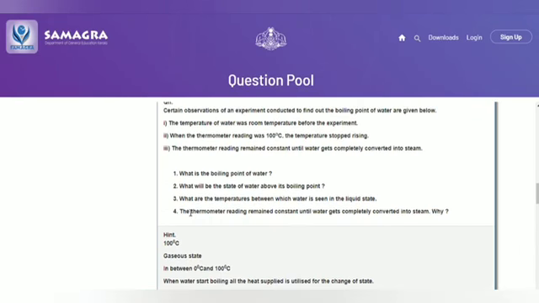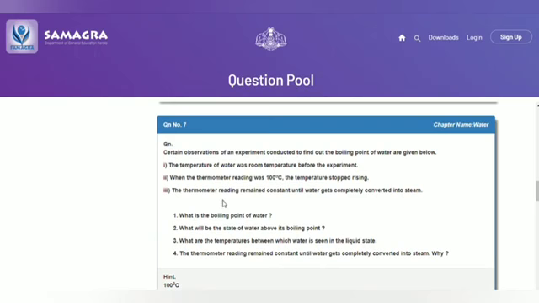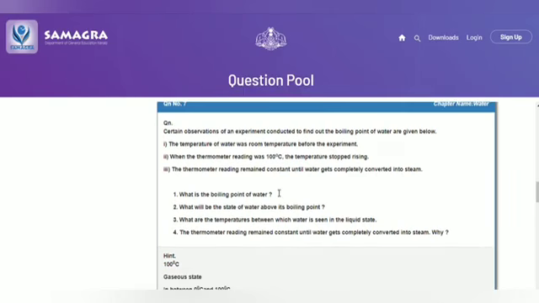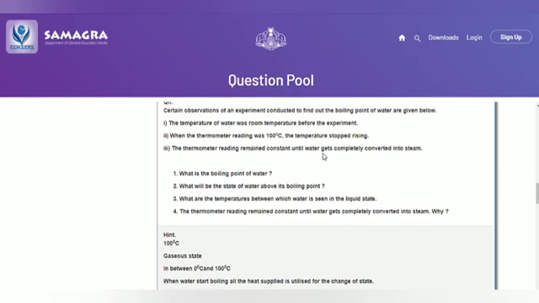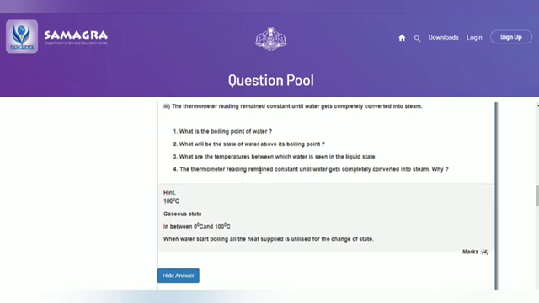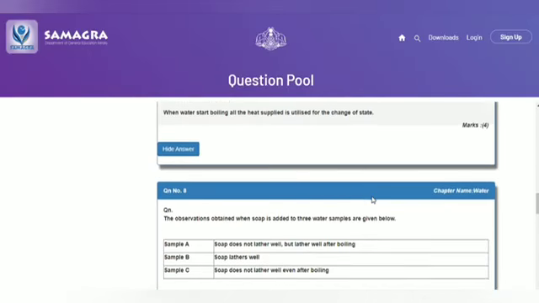100 degrees Celsius. And what will be the state of water above its boiling point? It will be in the gaseous state. What are the temperatures between which water is seen in the liquid state? It is between 0 degrees Celsius and 100 degrees Celsius. The thermometer reading remained constant until water gets completely converted into steam. Why? When water started boiling, all the heat supplied is utilized for the change of state.